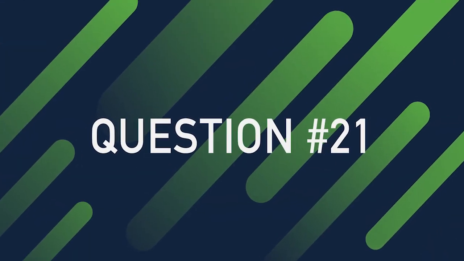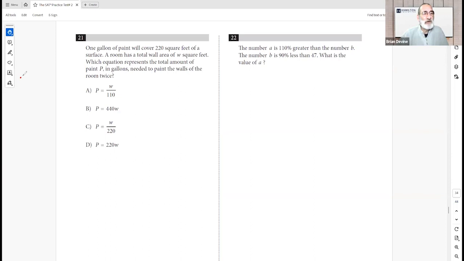Question 21. In question 21, let me do this one in black. 1 gallon of paint is going to cover 220 square feet. So 1 gallon per 220 square feet. And we've got W square feet.